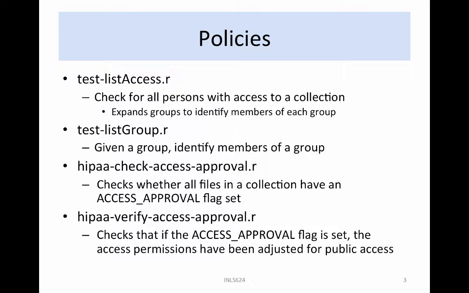The rule HIPAA check access approval.r checks whether all files in a collection have an access approval flag set. The rule HIPAA verify access approval.r checks that if the access approval flag is set, the access permissions are adjusted for public access.